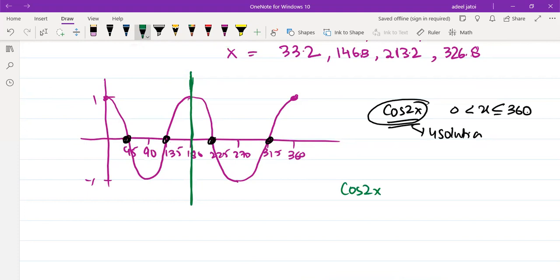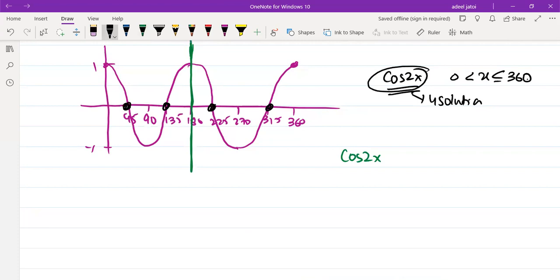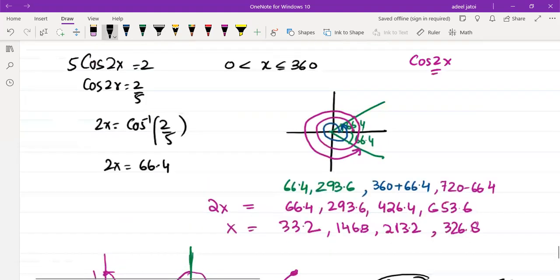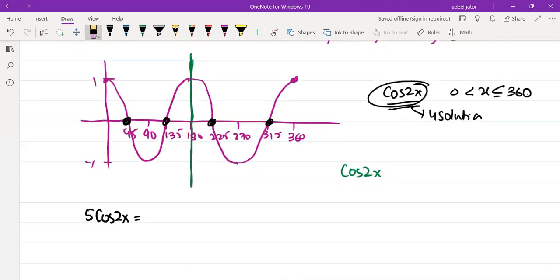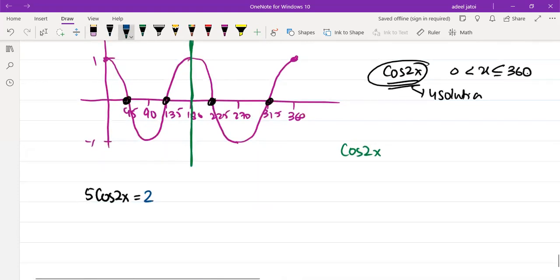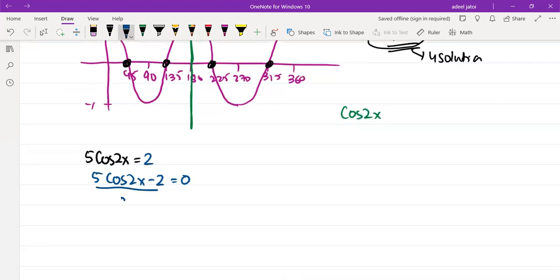But since the question was 5 cos 2x is equal to what? 2 or 3? It was 2. So can I say, since it was 2, 5 cos 2x minus 2 should be equal to 0? Can I represent this by y? That means this becomes my equation: 5 cos 2x minus 2. This is of the form a cos bx plus c. Do you agree? So that means now we can graphically represent this as well.